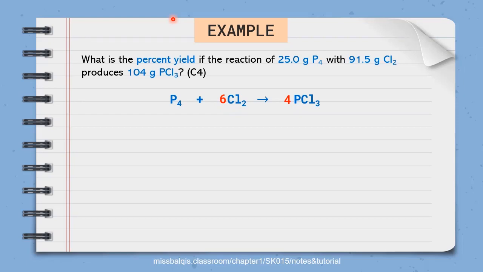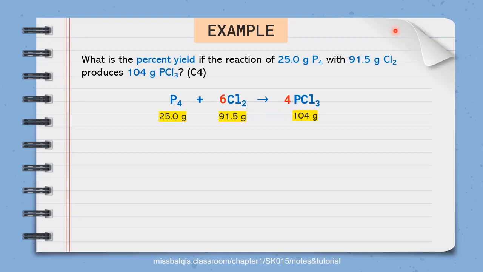Next, extract all the information given. The information given here belongs to an experiment, in other words, the actual value. The keyword here is percent yield, which means product, so we have to focus on the amount of product. So you're given here the actual yield, which means you need to find the theoretical yield. To find the amount of product, we need to rely on the reactants as well. We need to first determine which reactant will limit the production of the product. It's either P4 or Cl2. We don't even know yet.